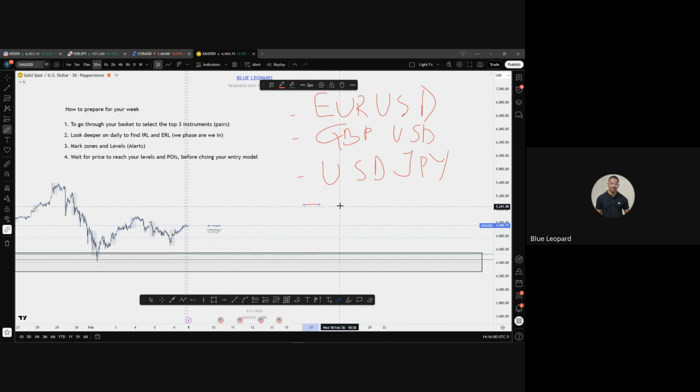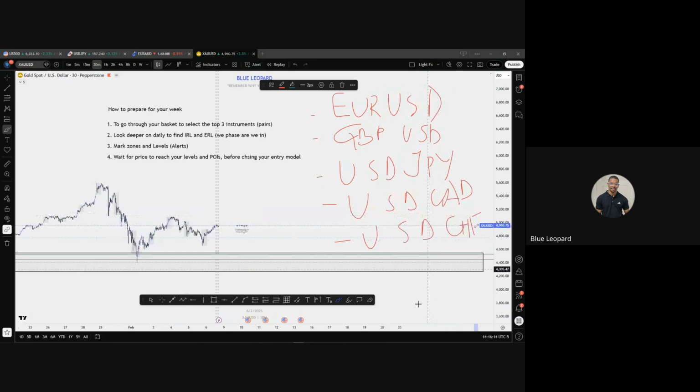Let's continue. Then you have USD CAD. Then you have USD CHF. You have 5 here. You still have 2. AUD, this is the Australian dollar, Aussie USD. And then NZD, New Zealand dollar and USD. These 7 pairs are enough for you to choose which one you will take for the week.